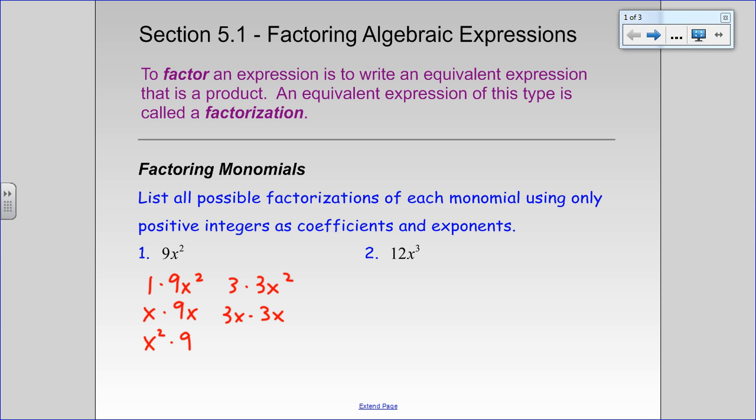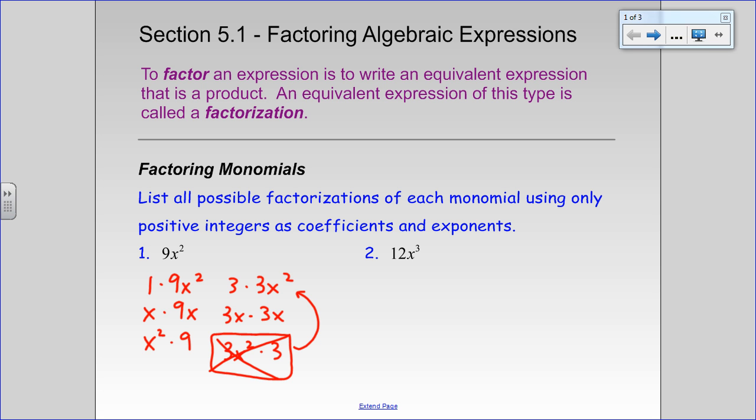Notice that we can't continue this list as we did the previous list and write 3x squared times 3, because if we were to do so, we'd be repeating a factorization that we already have. By the commutative property of multiplication, 3 times 3x squared and 3x squared times 3 would be the same factorization. So the monomial 9x squared has 5 distinct factorizations.